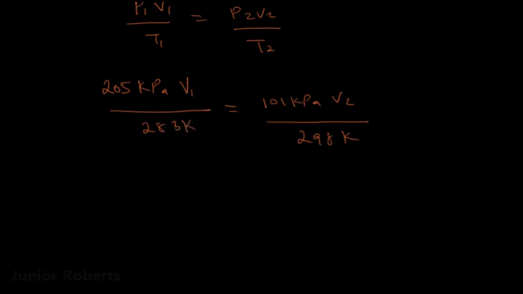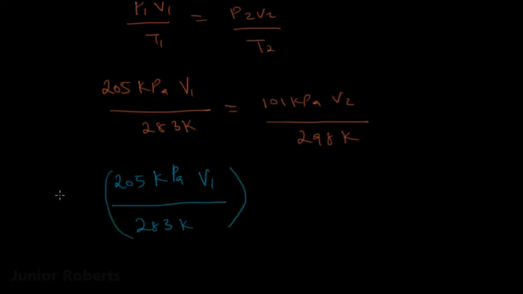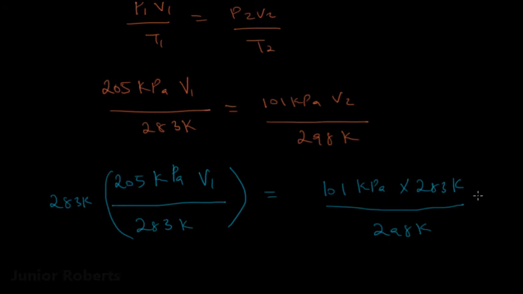Right, so I will have 205 kilopascals times V1 divided by 283 Kelvin, and again I'm going to multiply both sides by 283 Kelvin. So I'll say 283 Kelvin is equal to 101 kilopascals times 283 Kelvin divided by 298 Kelvin, and again I will have my V2.